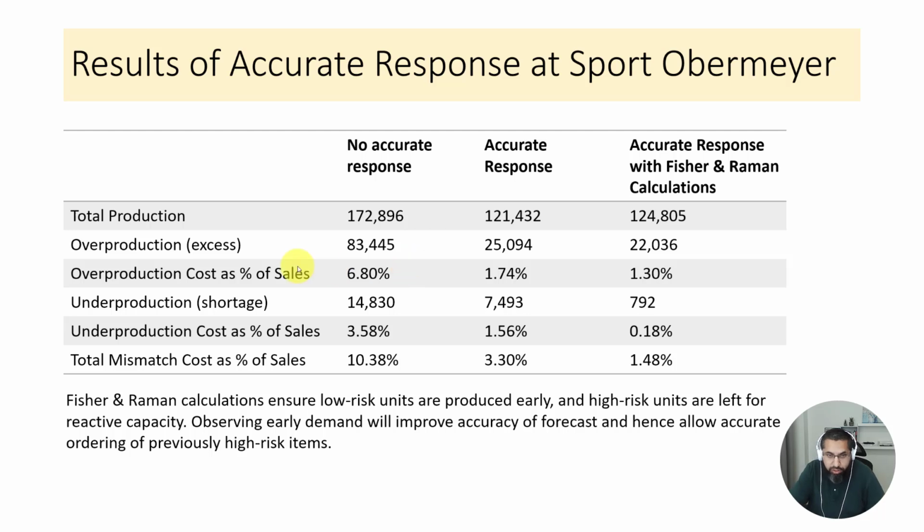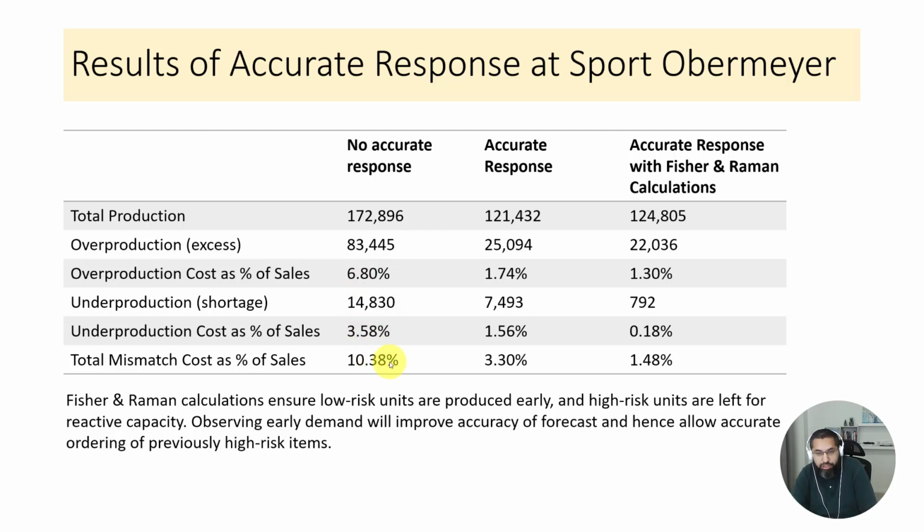Overproduction costs, because once you overproduce, you have to sell them at a deep discount. So there's a cost to that because you lose part of the revenue. The overproduction cost as a percentage of sales was 6.8%. Underproduction cost, which is the cost of lost sales, because you could have sold 14,800 more parkas but you didn't, so that's a lost benefit. That was 3.58% of sales. The total mismatch was 10%, 6.8 plus 3.58.